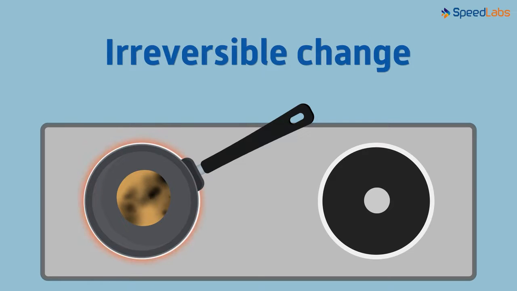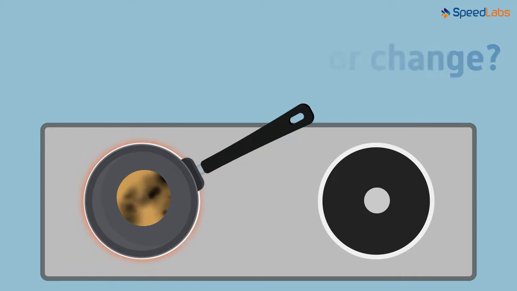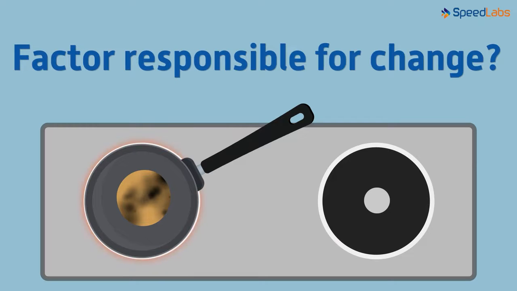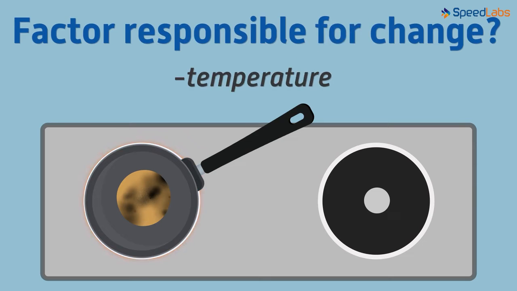But the dough was just the same. Then what were the factors which caused the changes to be reversible or irreversible? Here it was temperature that decided the type of change. With an increase in temperature, the dough changed. However, even on decreasing the temperature, the changes could not be reversed.